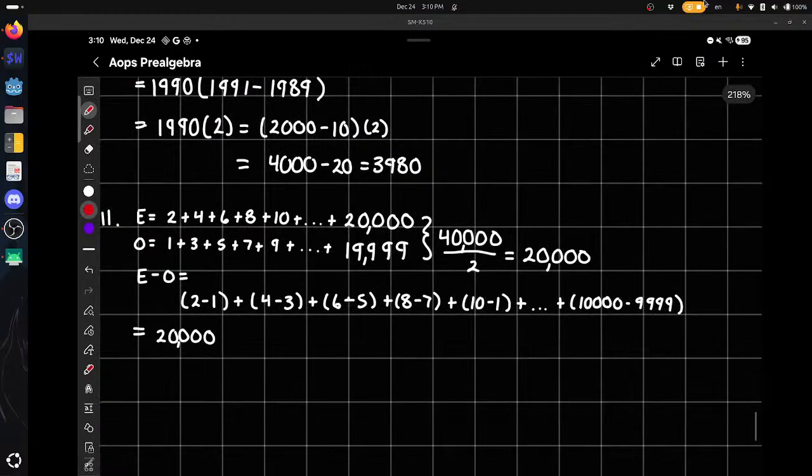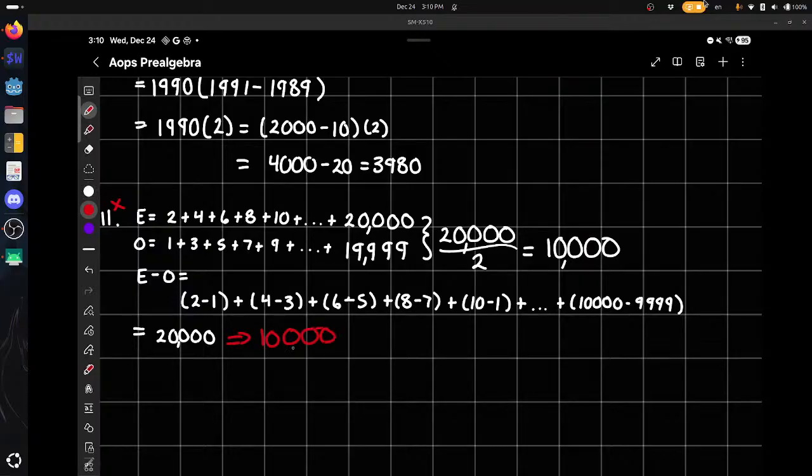And then 11. Wrong. We got that one wrong. It's off. No. Crap. Ah, man. Of course. This is stupid. There is 20,000 numbers here. We grouped them up into 2, which gives us 10,000 numbers total. So the answer is really 10,000. That was an honest mistake. We were so close.